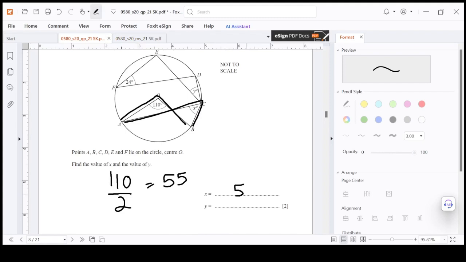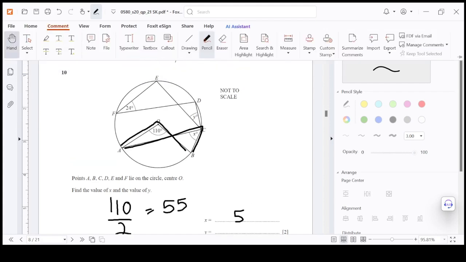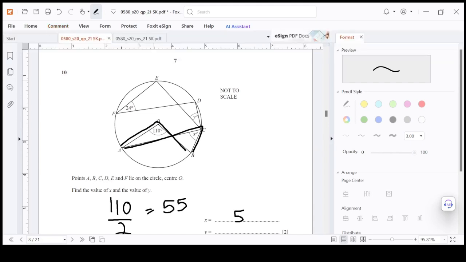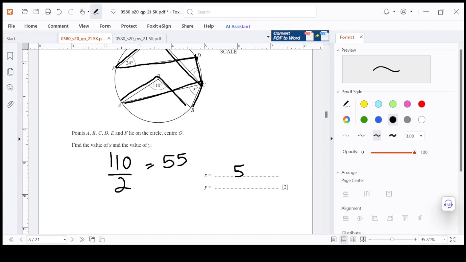And for the second one, look, it's angles in the same segment. From E and D, we have an angle being formed on the circumference, which is 24. And from the same E and D, we have another angle being formed on the circumference, which is y. So then they must be equal, from angles in the same segment are equal. So this is 24 and that was 55.